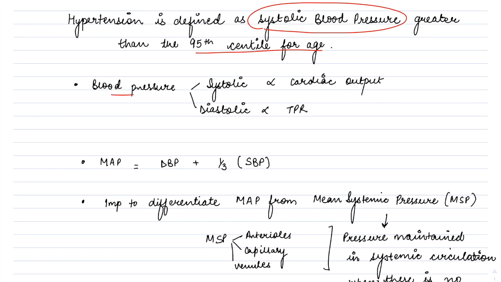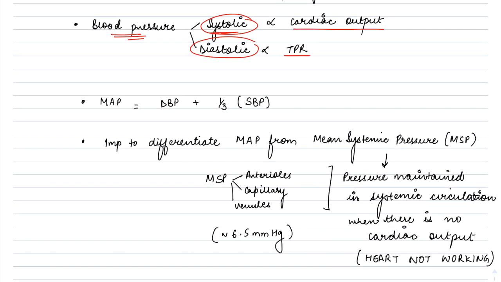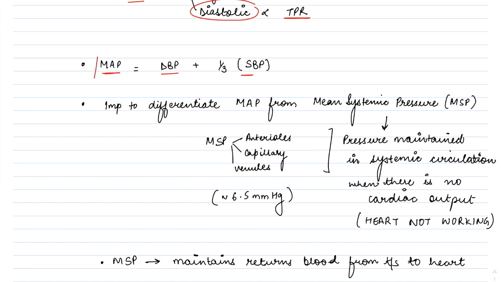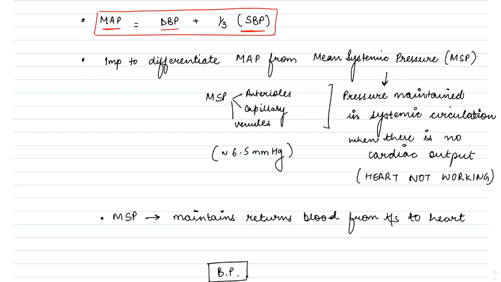Now, blood pressure can be systolic or diastolic. The systolic blood pressure is dependent on the cardiac output, as we know, and the diastolic is dependent on the total peripheral resistance. Another term we should know is the mean arterial pressure, which is equivalent to the diastolic blood pressure plus 1/3 of the systolic blood pressure. Okay, this is the formula which you have to learn on your tips. It is diastolic blood pressure plus 1/3 of systolic blood pressure.